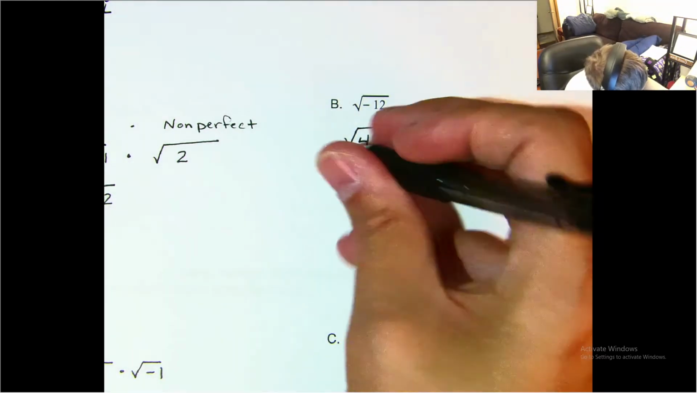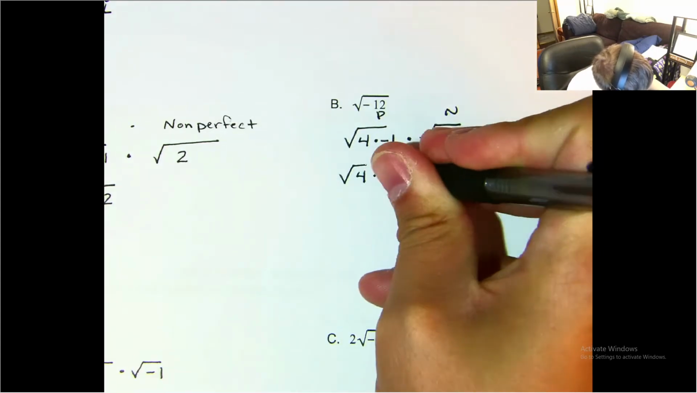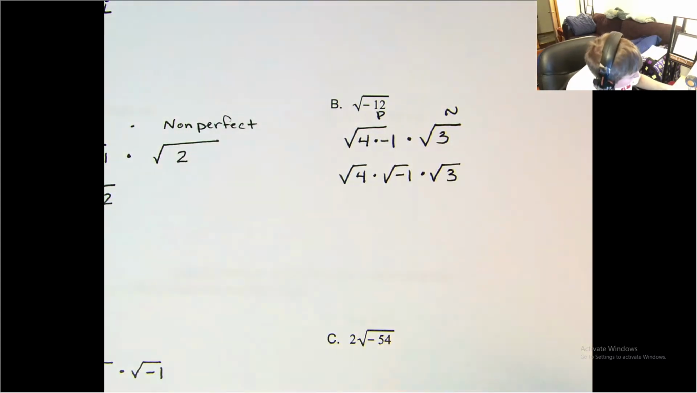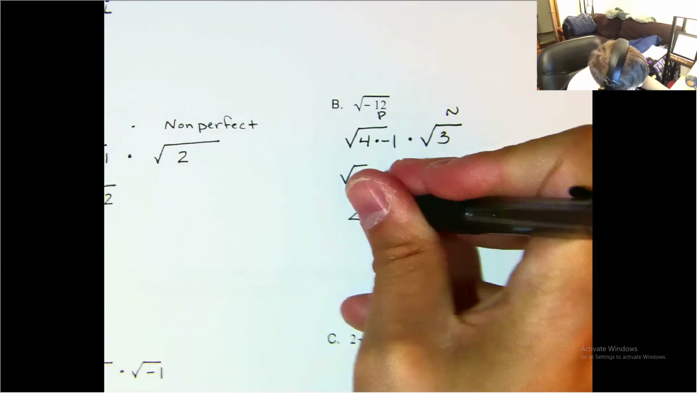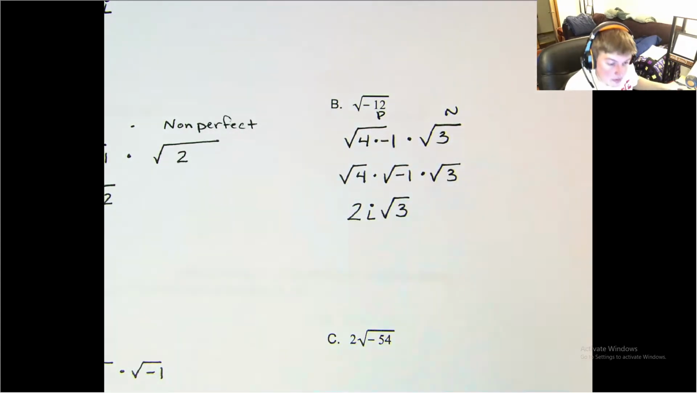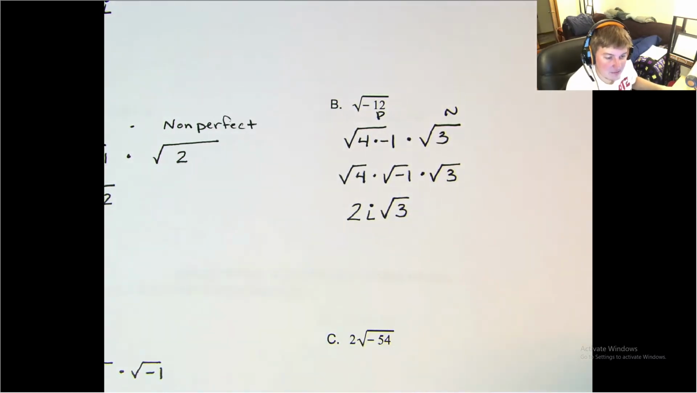Meaning that I can split this now up into square root of 4 times square root of negative 1 times square root of 3. Square root of 4 is 2. Square root of negative 1 is i. And then square root of 3 is just square root of 3 as that is an irrational number. So we're just going to write it in the most simplified form.